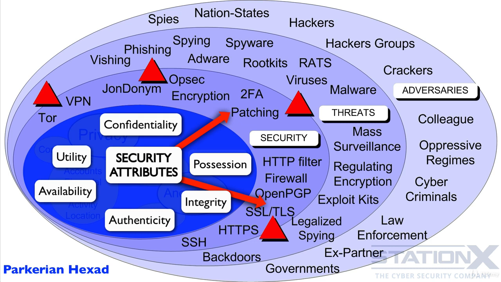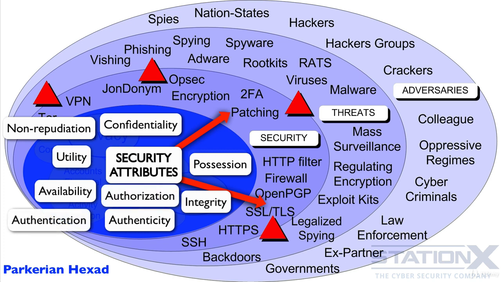Not in the Parkerian Hexade is non-repudiation, another common security attribute we will see mentioned if you read security literature. So non-repudiation in law implies one's intention to fulfill obligations to a contract. In cybersecurity, it implies that one party of a transaction cannot deny having received a transaction or message, nor can the other party deny having sent a transaction or message. So non-repudiation ensures that the sender cannot deny sending the message.